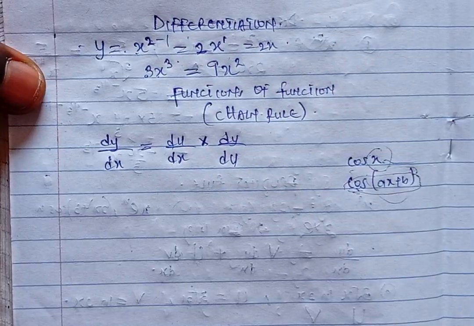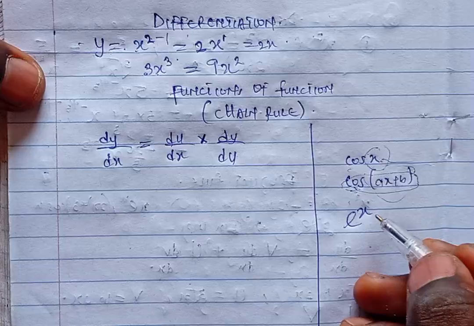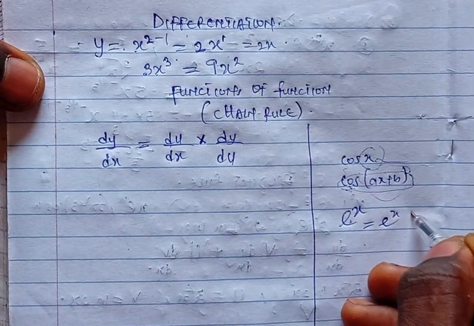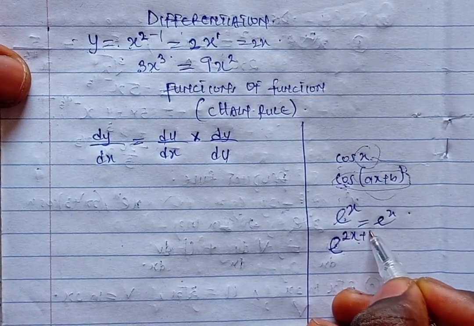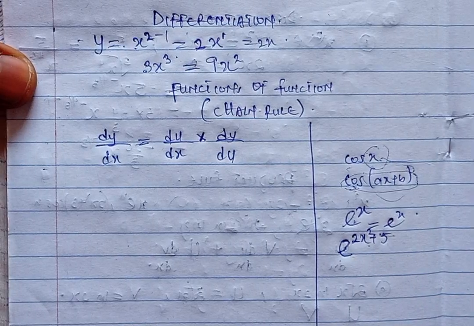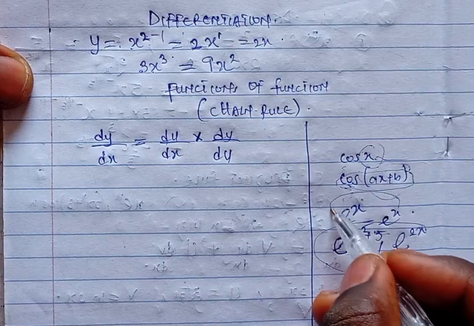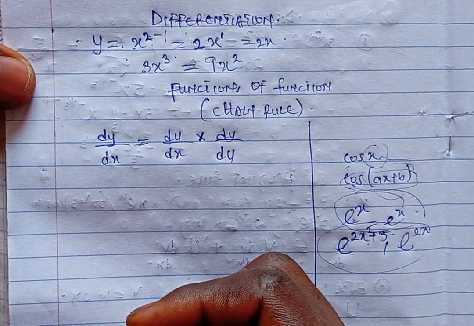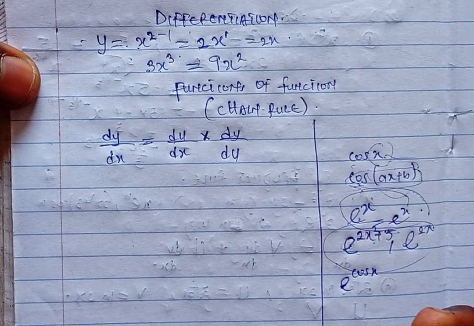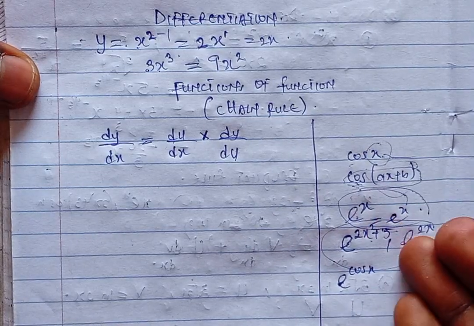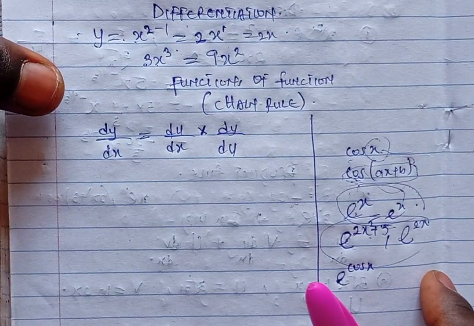Let's say that maybe you have an exponential function, e raised to power x. You should know that differentiating e raised to power x is still the same thing, e raised to power x. But assuming that you have something like e raised to power 2x, or e raised to power 2x squared plus 5, it has differed from the standard differentiation that you used to use. Let's say you have e raised to power cos x. It means that this one is no longer the standard. You can't say e raised to power cos x differentiates to e raised to power cos x. Do you understand?